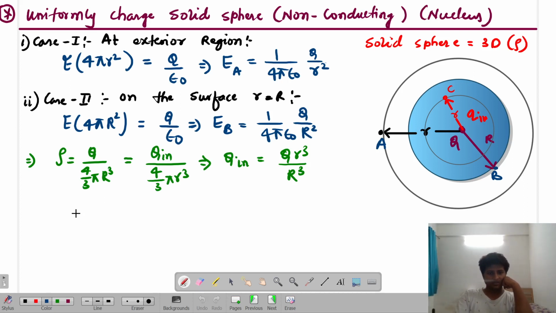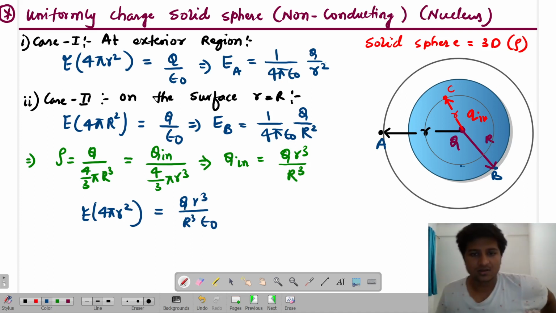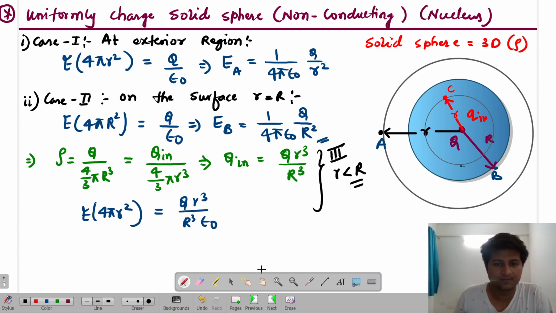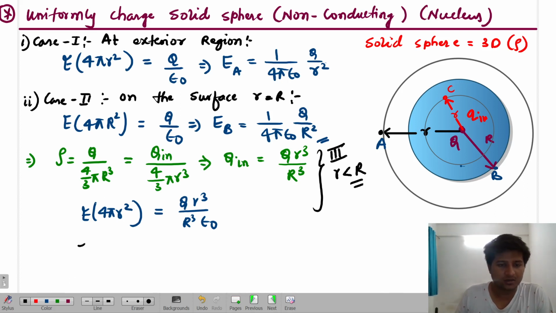That flux is E into surface area. So surface area of this sphere will be what? Simple, 4 pi small r square for the inside region, isn't it? Here charge enclosed is different, so it is Q small r cube by capital R cube, into epsilon naught. So this was the surface, and this is for the inside region. Case 3, go ahead. For r less than capital R. Is that clear?